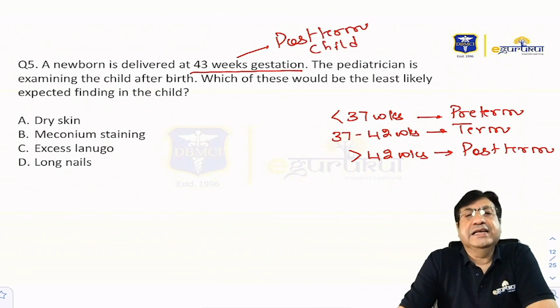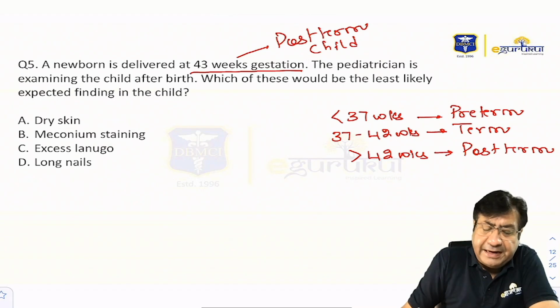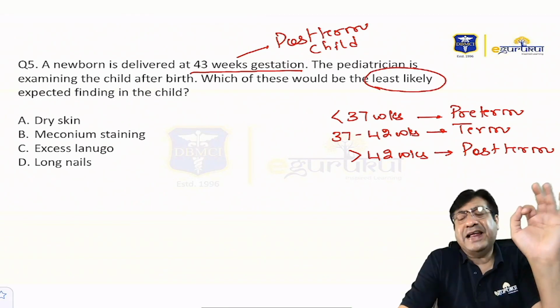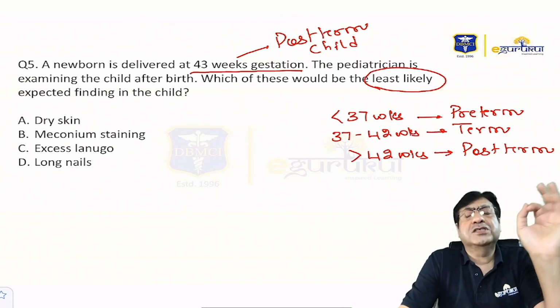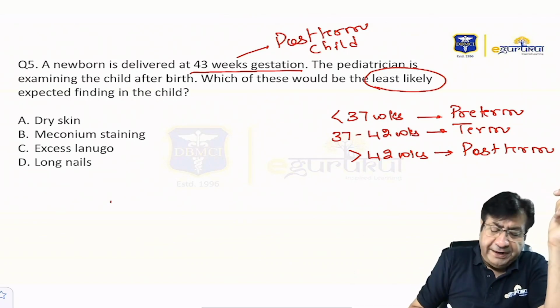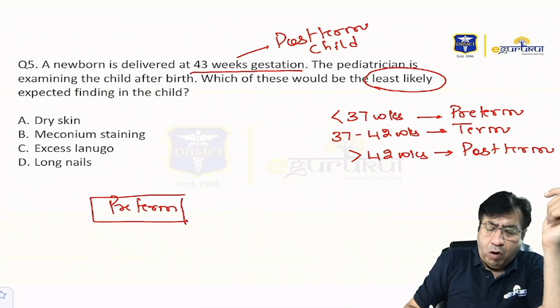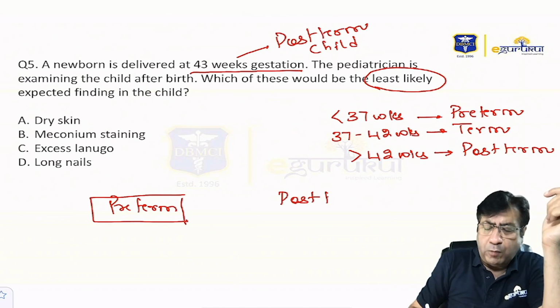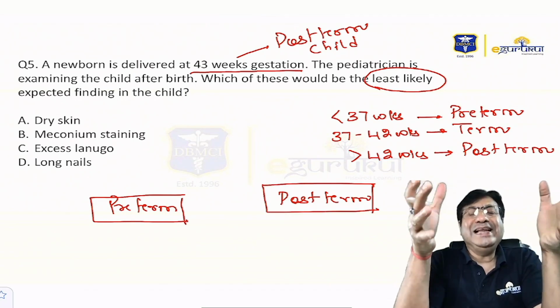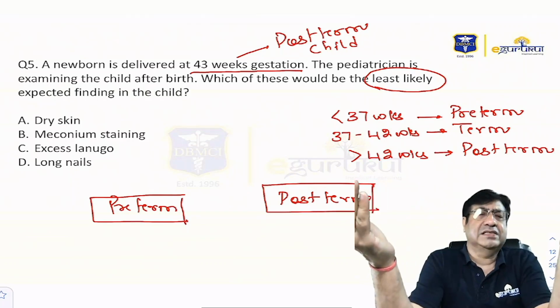The question they are asking is, the pediatrician is examining this child after birth. Which of these would be the least likely expected finding in the child? Least likely finding expected in a postterm child. So when you're examining newborns, especially preterm newborns who are born earlier than 37 weeks, or postterm newborns who are born after 42 weeks of gestation, there are certain salient features associated with preterm and postterm newborns, which again I've discussed in my classes.